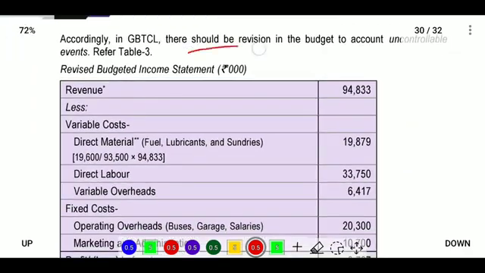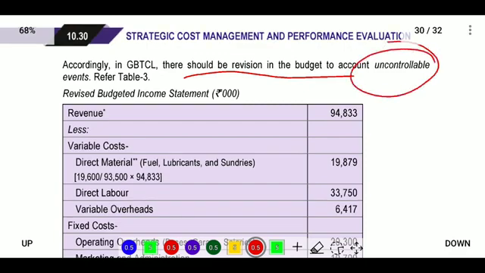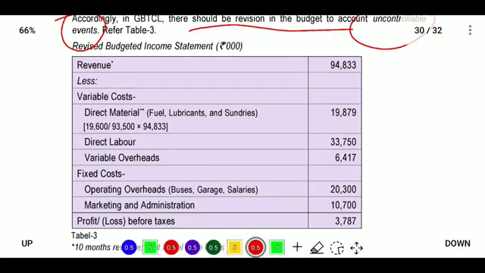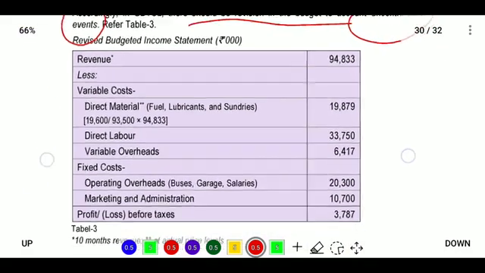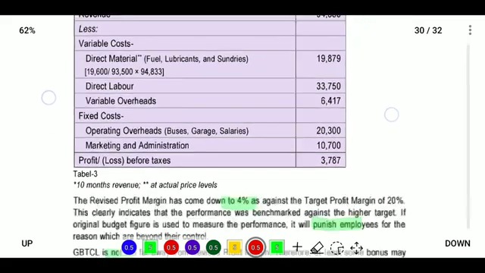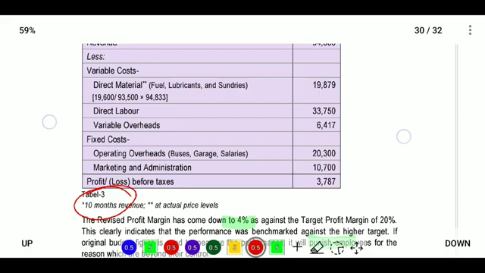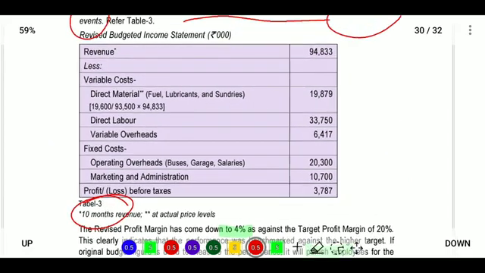So accordingly GBTL should revise the budget to account for uncontrollable events. So they provided some uncontrollable events. From that we will require to calculate the revised budget income. For revised budget income, for revenue we will calculate for 10 months. For 10 months revenue we will take actual price levels. Next we will see the 94,883, and direct material we will get 19,600 divided by 93,500 into 94,883.